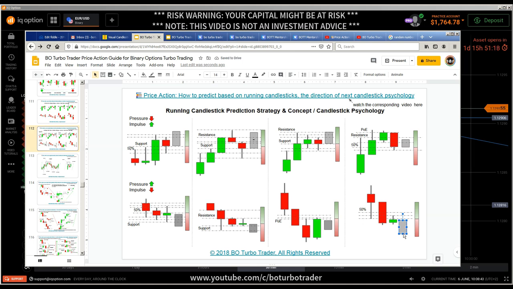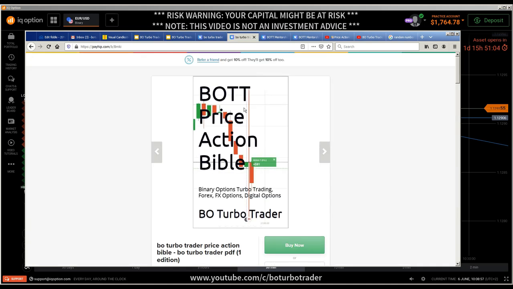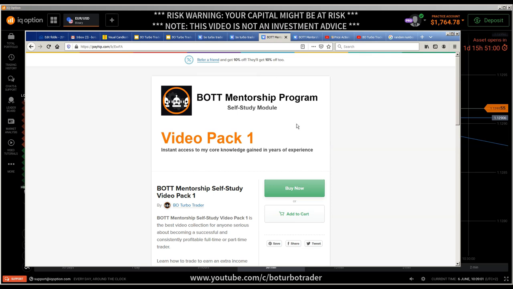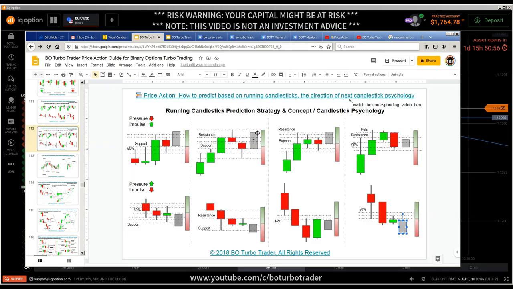I see this, and I hope that this kind of stuff about how to predict, based on running candlesticks, the reaction of the next candlestick will help you understanding this. So obviously, to understand this kind of stuff, you need to understand in more detail those things which I have explained in the BOTT Price Action Bible. You find the link in the description. The video packs will help you to understand the market condition, because this kind of stuff cannot be seen alone.